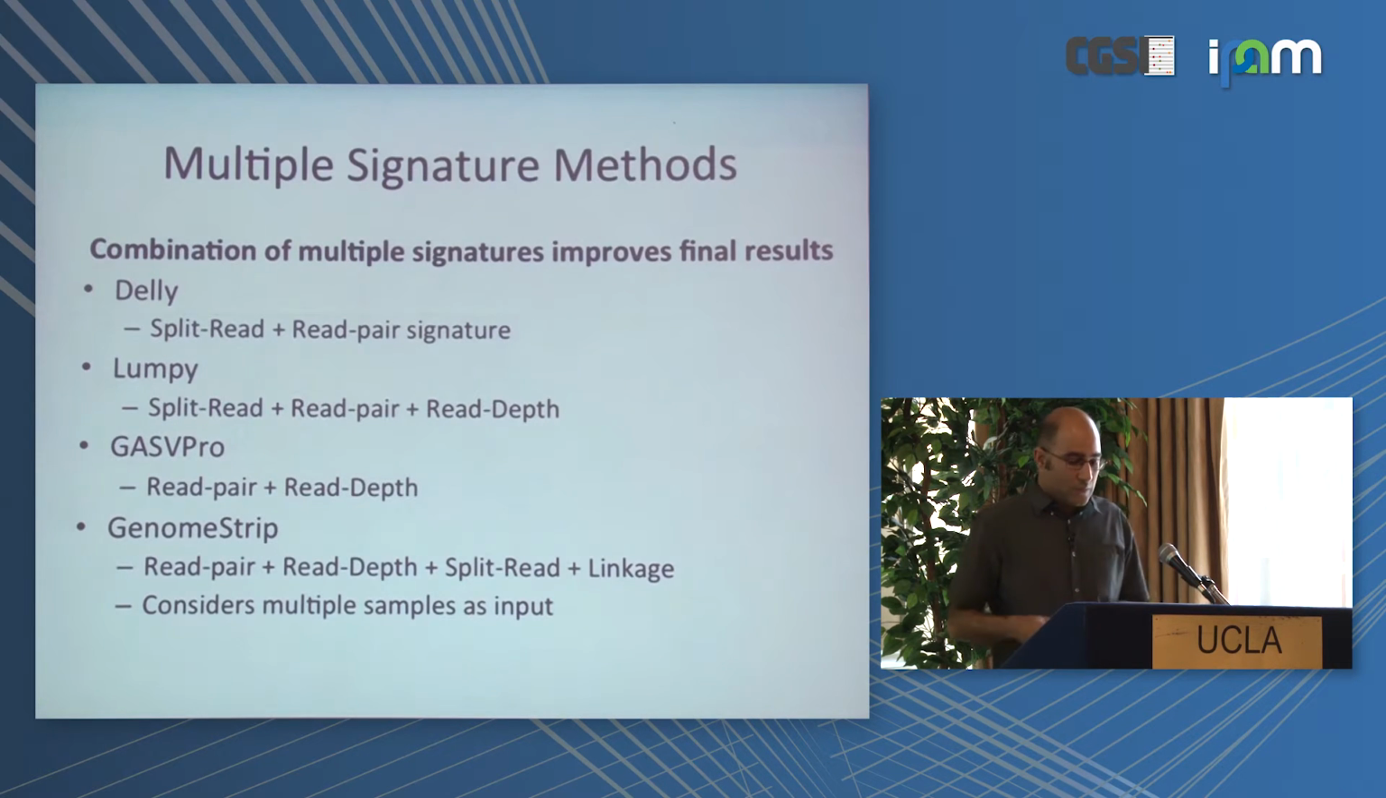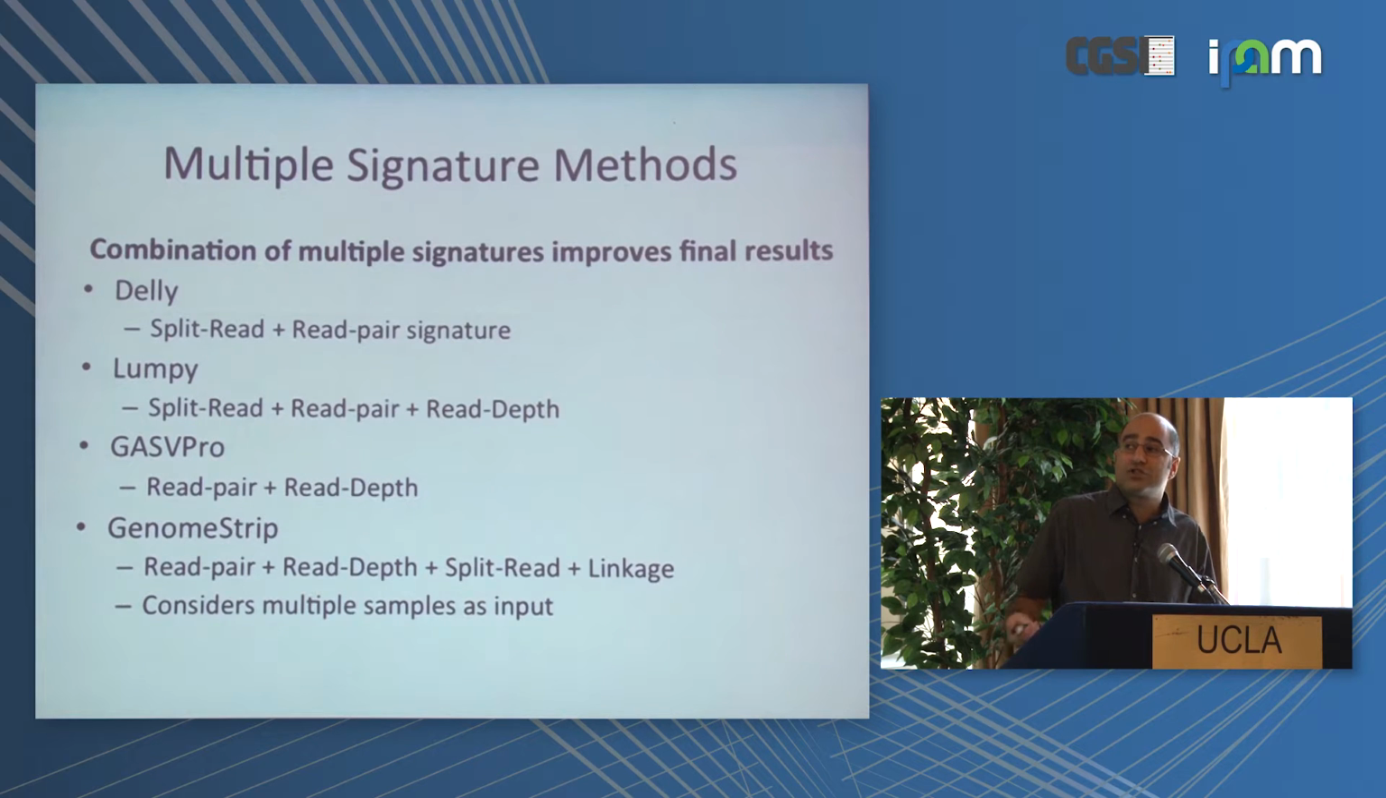So till now, I talked mostly about methods developed to address one type of signature. But now we can imagine methods that use multiple signatures to improve the results, and that's exactly what's being done. There are quite a few methods that do that, and I'm just reporting some of them here. For instance, DELLY, which is mostly designed for calling deletions, uses a combination of split read and read pair signatures together. One tool that recently came out and works quite well in my experience is Lumpy, which uses split read, read pair, and read depth together.